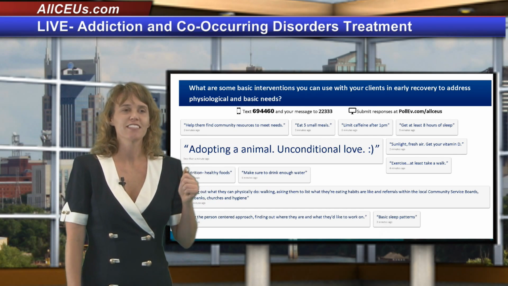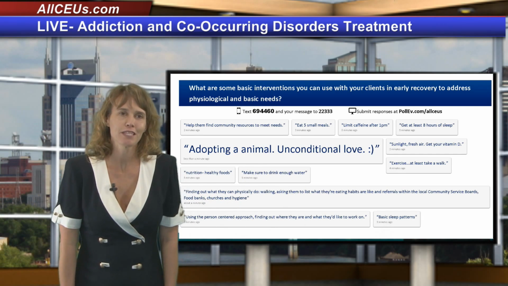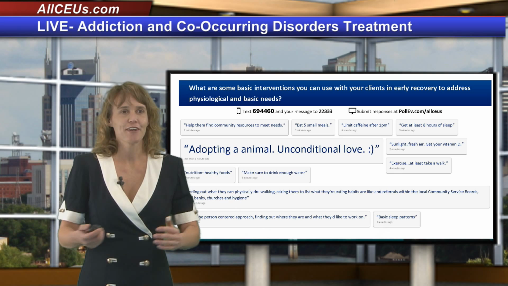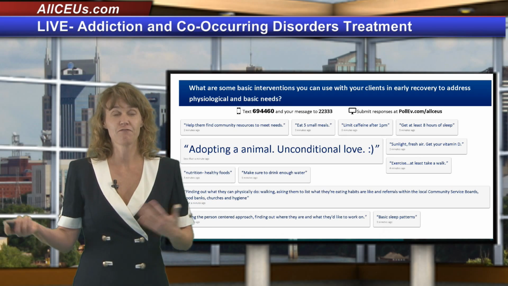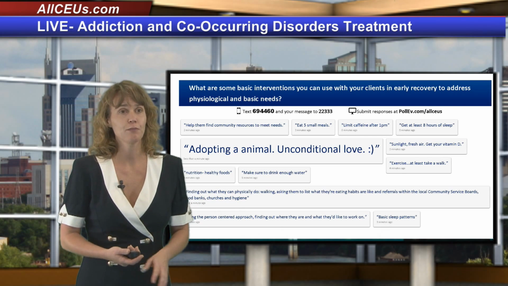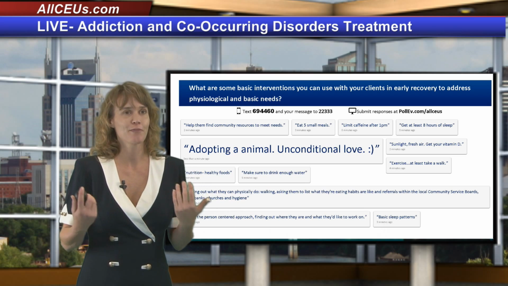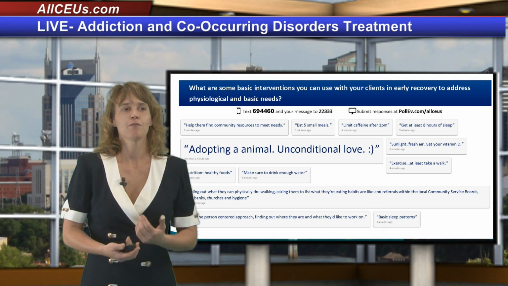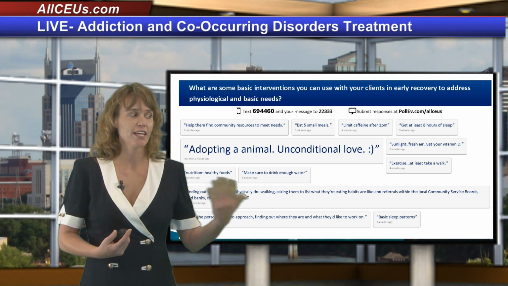Adopting an animal, unconditional love. I can't say no to adopting an animal. However, it's not for everybody. If the person is unable to care for that animal financially, it could add an extra burden. I've seen people who worry more about their dog getting food than they worry about themselves getting food. So making sure that that person has the resources to handle that.